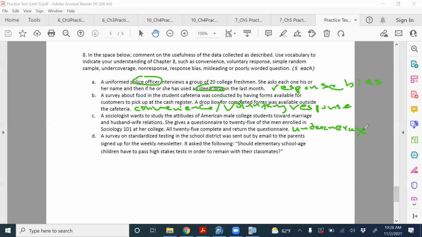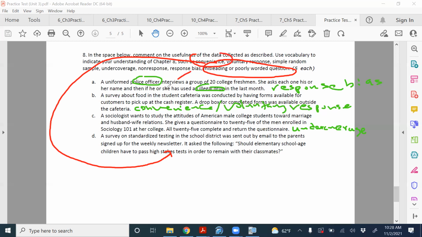And then last one here, a survey on standardized tests and disclosures was sent out by email to the parents who signed up for the weekly newsletter. It asked the following: should elementary school age children have to pass high stakes tests in order to remain with their classmates? I would say it's probably a poorly worded question. Maybe convenience, perhaps. I don't know, because only people signed up for the newsletter.